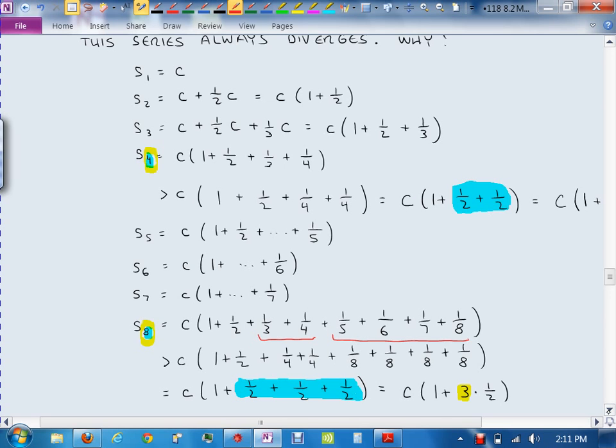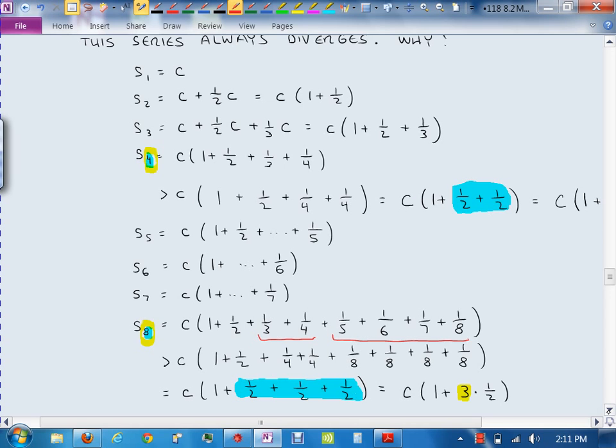What happens is that as you look at the nth partial sums, if you look at the first partial sum, you get C. When you look at the second partial sum, you get C times 1 plus a half. When you look at the fourth one, you get C times 1 plus a half plus a half. Then when you jump from the fourth to the eighth one, you get C times 1 plus a half plus a half plus a half.